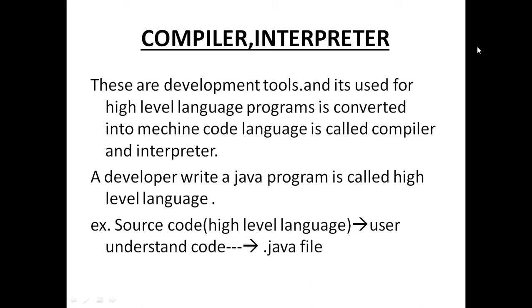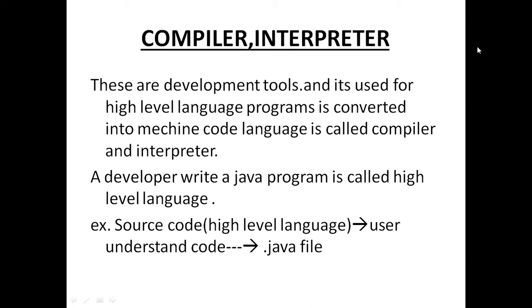What is a compiler and what is an interpreter? These are development tools, and they are used for converting high level language programs into machine code language. This means these are development tools. The process of converting high level language into machine code is called compiler and interpreter.